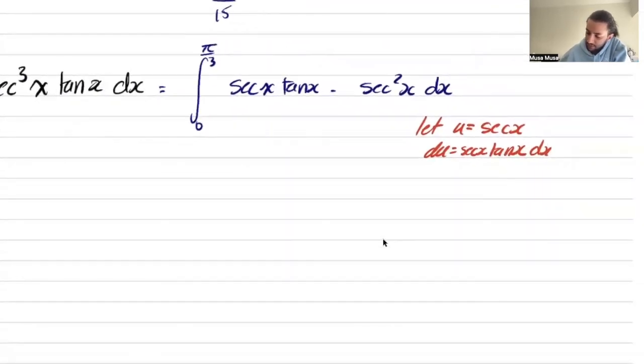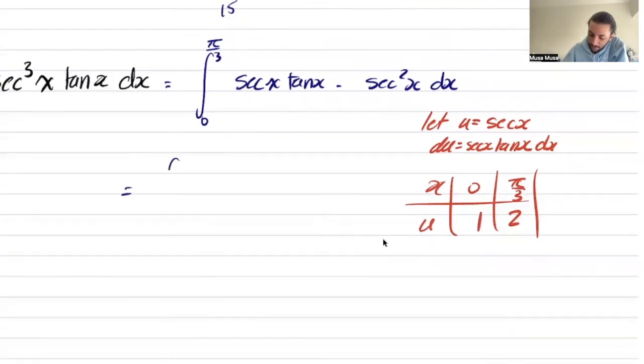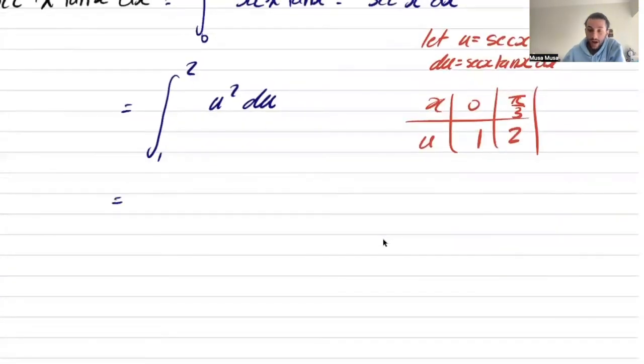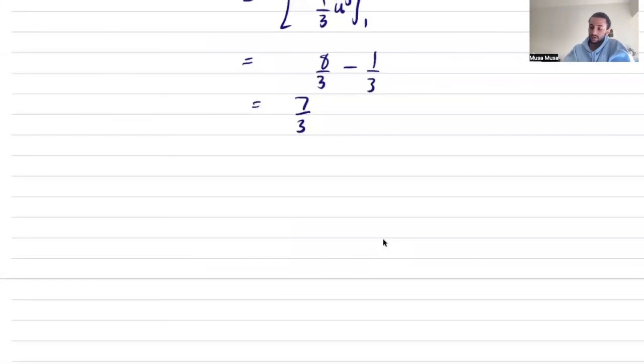And then replacing the bounds, we have x and u bounds. 0, pi on 3. Sec of 0, well, that's 1. And then sec of pi on 3 is 2. And now this thing becomes the du, and this becomes u squared. Okay, so adding 1 to the power divided by the new power, we get a third of u cubed from 1 to 2. And then 2 cubed is 8, so it's 8 on 3 minus 1 on 3, which is 7 on 3. Perfect.